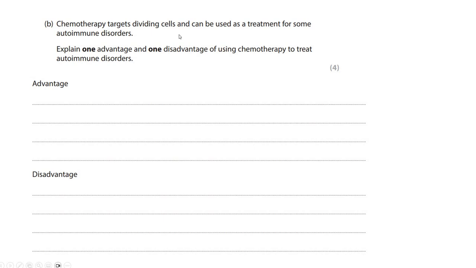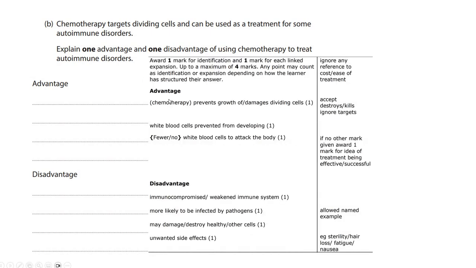Explain one advantage and one disadvantage of using chemotherapy to treat autoimmune disorders. So, advantage: chemotherapy prevents growth of or damages dividing cells. White blood cells are prevented from developing, or fewer or no white blood cells are available to attack the body.